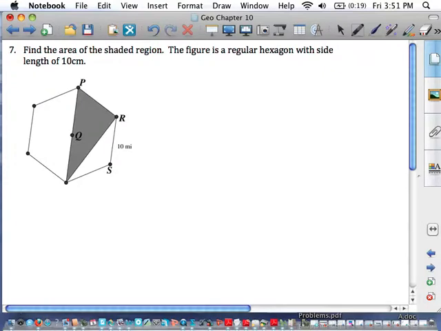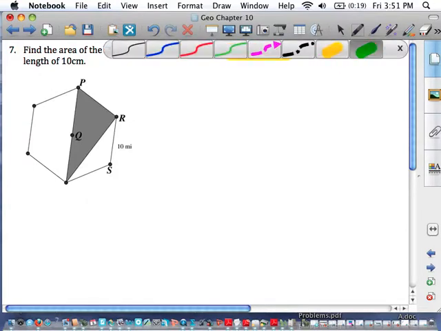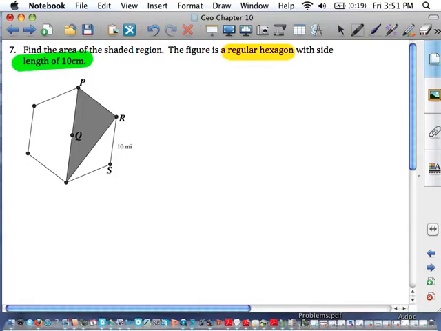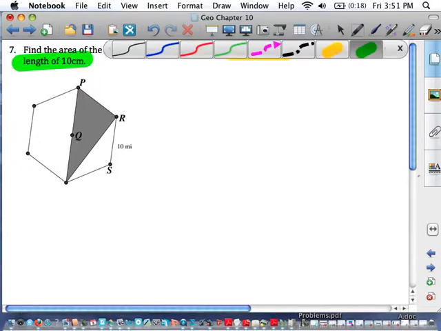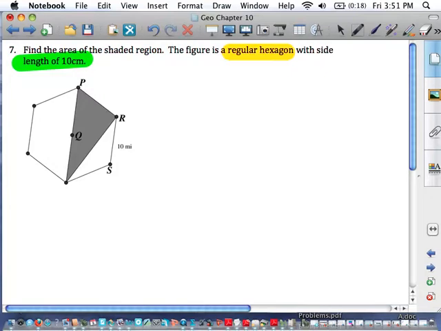Number 7, find the area of the shaded region. Okay, so this is a little different. It says the figure is a regular hexagon. So again, we have that regular hexagon, and we are given the length of a side is 10. Don't be intimidated by this problem. It's actually much easier than it looks. When you look at this problem, it tells you that the length of a side is 10.